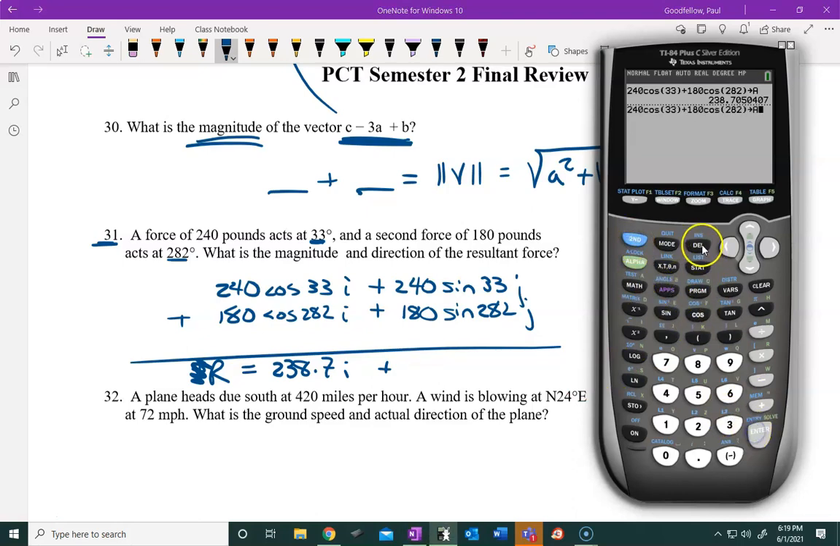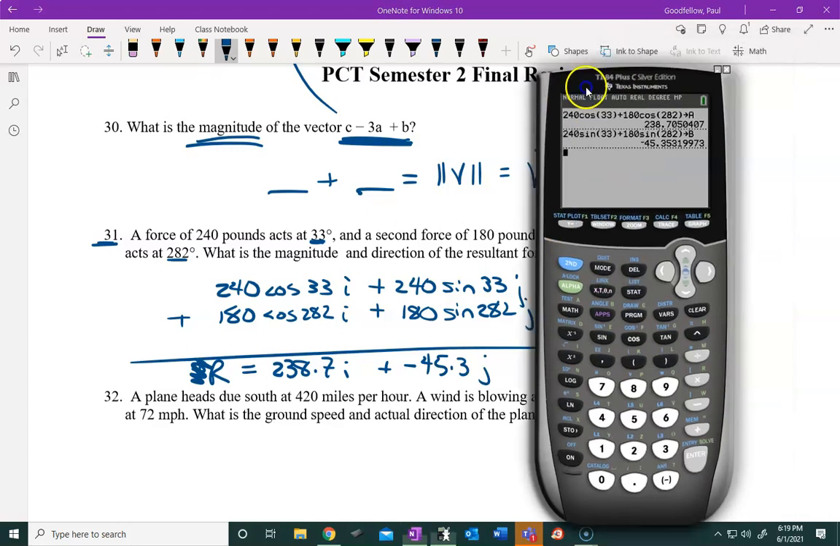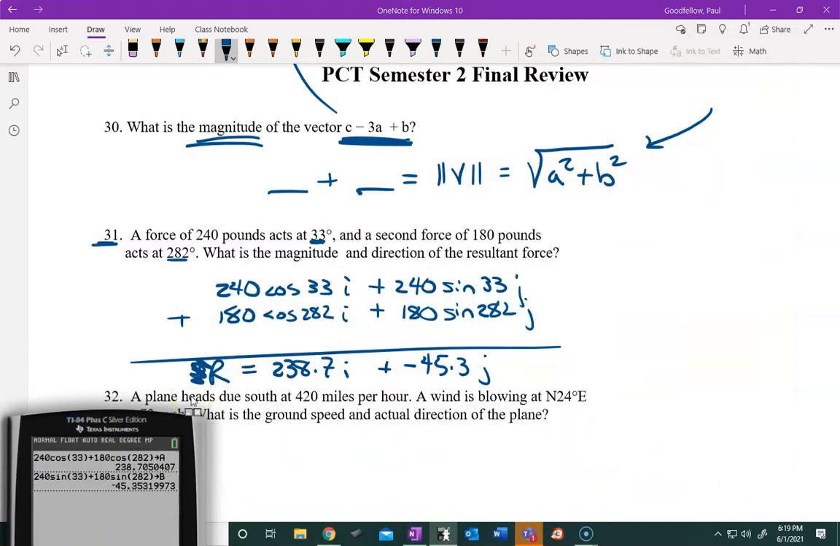Second entry, bring this bad boy back down here. I'm going to alpha B this time. But this time around, instead of using cosines, I'm going to use sines. I'm just kind of a lazy person here, so I don't like to type everything all over again. And that answer is negative 45.3 j. Now, ultimately, the answer is in a positive, negative, or fourth quadrant, so you want to make sure you pay attention to that.